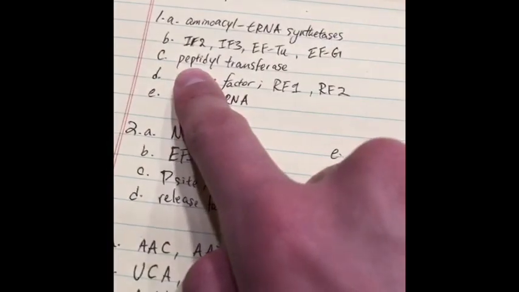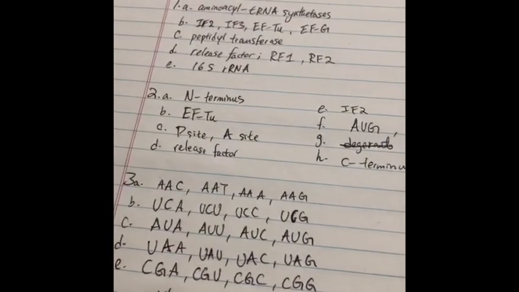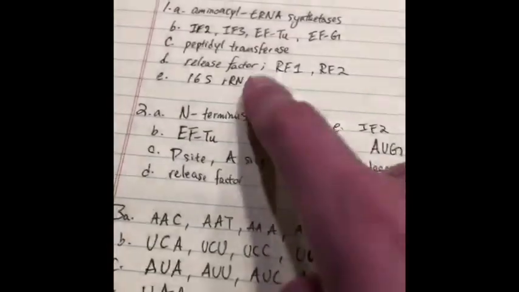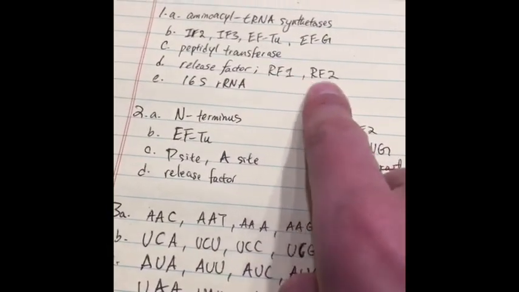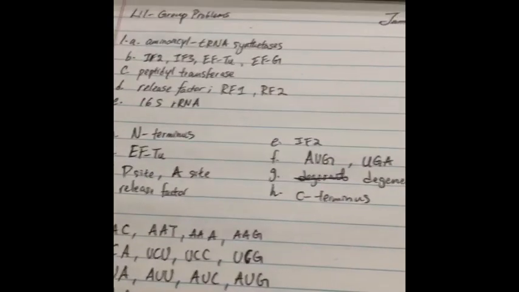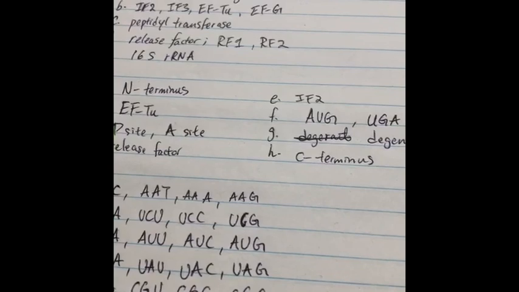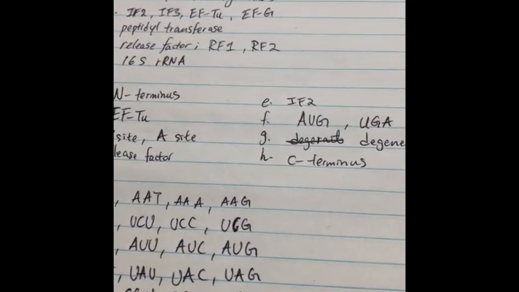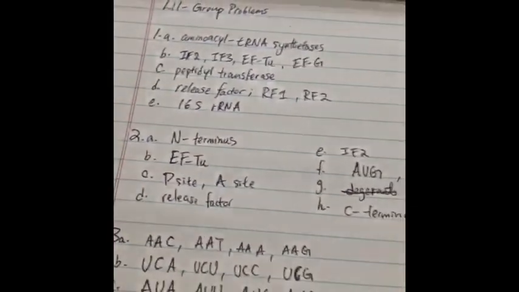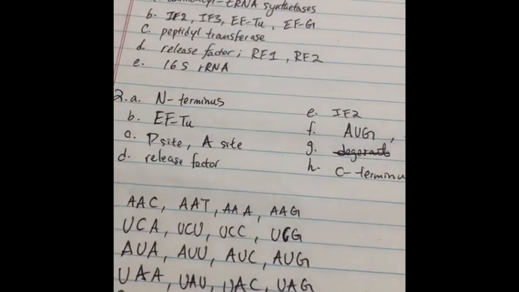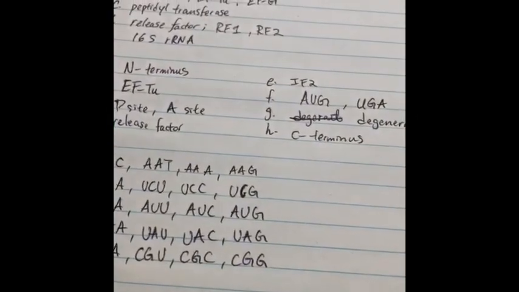1C asks us to indicate 1 molecule that functions as a ribozyme during translation. That will be peptidyl transferase. 1D asks us to indicate 2 proteins that recognize stop codons. That will be release factor, which includes RF1 and RF2. And finally, 1E asks us to indicate 1 molecule that forms hydrogen bonds with the Shine-Dalgarno sequence in the mRNA. That will be the 16S rRNA.